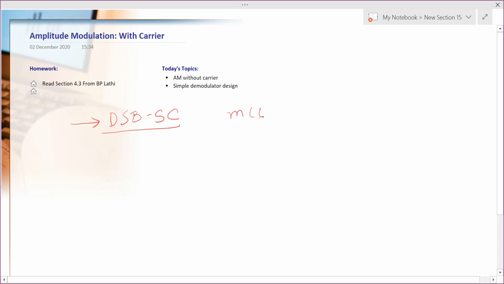So here is the modulator. You have a message signal m of t. You multiply it with the corresponding high frequency carrier signal. We call that, suppose, cos omega ct. And now how to demodulate it.